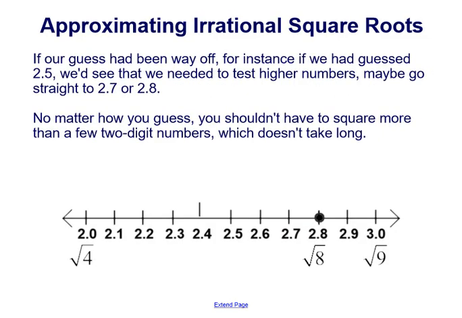If our guess had been way off, for instance, if we had guessed, let's say, 2.5, we'd see that we needed to test higher numbers, so maybe go straight to 2.7 or 2.8 after that. No matter how you guess, you shouldn't have to square more than a few two-digit numbers, which doesn't take that long. And again, we then get a good approximation of the square root of 8 without using a calculator.